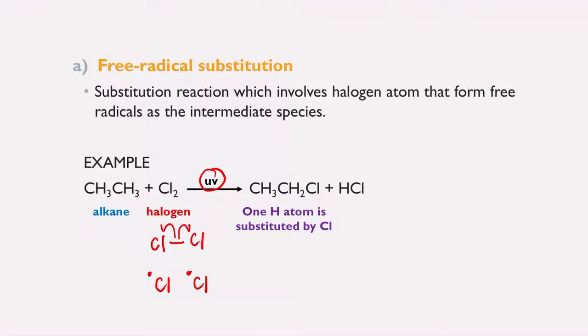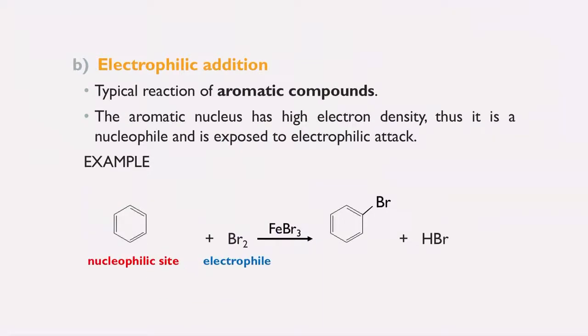So basically because these are free radicals, so it is being substituted. It is substituting one of your hydrogens. So that's why it's called free radical substitution. Okay, so sekarang ni Cl. Alright, faham tak? Cl is being substituted. This chlorine free radical is being substituted in your alkane.